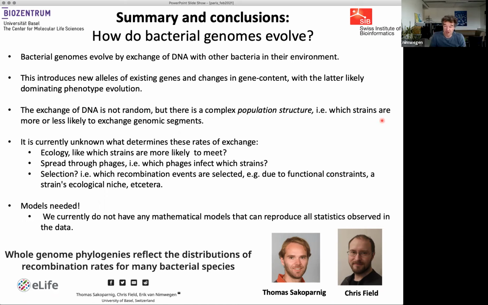And it's currently not really known what is setting this complex population structure. Is it some sort of ecology of which strains are more likely to meet? Is it maybe mostly determined by which phages infect which strains? Or is it really reflecting selection, right? So that due to functional constraints, certain recombination events are selected against, whereas others are not, and that this is really setting the changes in these observed rates.